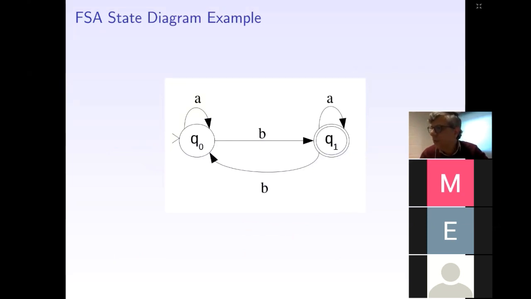So I received a question. Let's go to the question. Kipran says, so Q1 doesn't mean the last character of the string? No, Q1 is the final state. In the final state, the string might be 10 characters. We might move in the final state and go back to some other places and again, stay here.